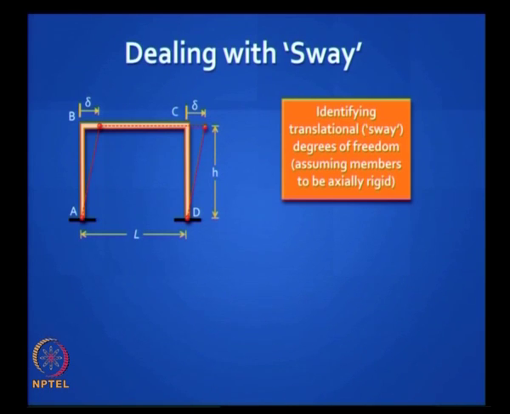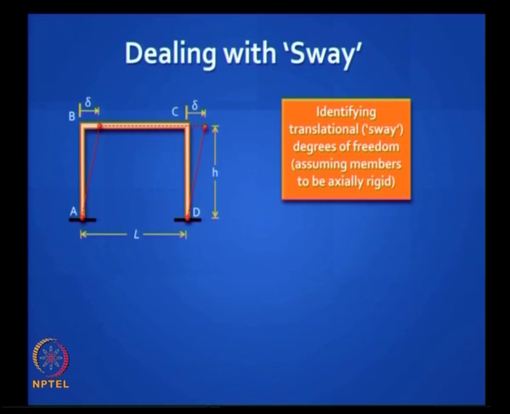Now let us see how to deal with sway. I have suggested that you do not deal directly with translation, always deal with chord rotation because they are much easier to deal with. So you will have sway degrees of freedom. In a frame like this, to figure out how many sway degrees of freedom you need to have, you conveniently put hinges at all the junctions and let it sway like a mechanism, and then you will find there is only one unknown degree of freedom here, that is delta. Is it clear?